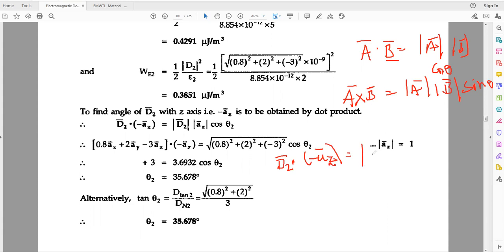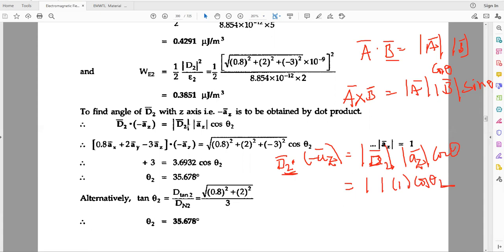Apply the dot product here: magnitude of D2 bar and magnitude of AZ bar cos theta 2. What is the D2 magnitude? Here the value is the square root of 0.8 whole square plus 2 square plus minus 3 whole square; that is the D2 bar. AZ bar, what is the coefficient of AZ? It has only the 1, so the value is 1, and cos theta 2.